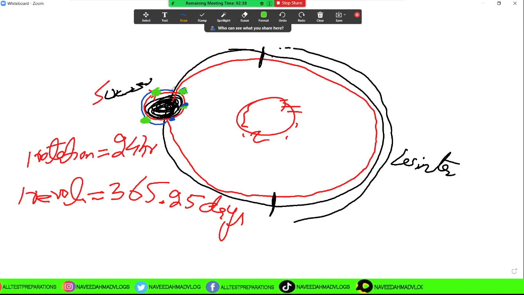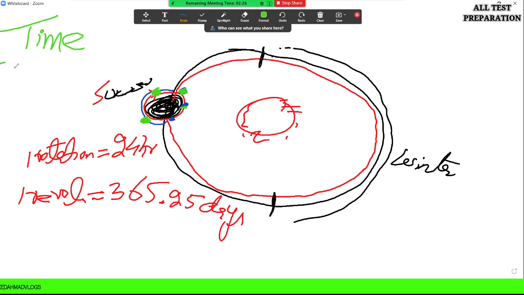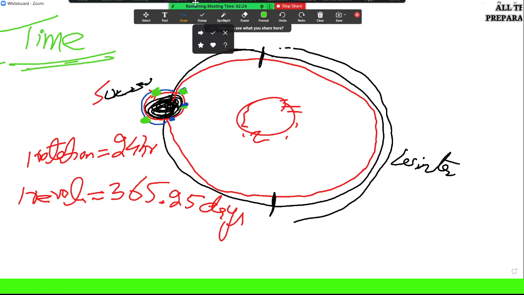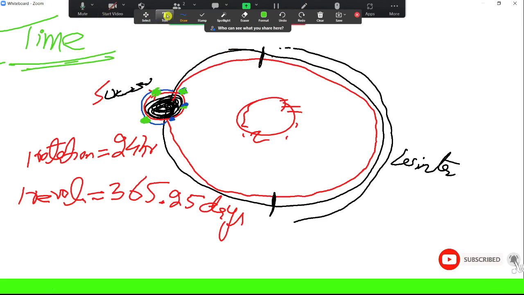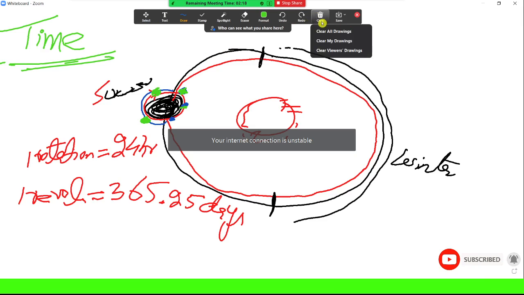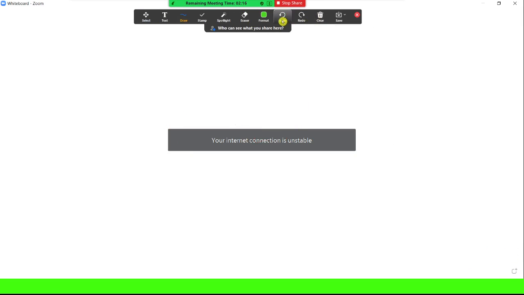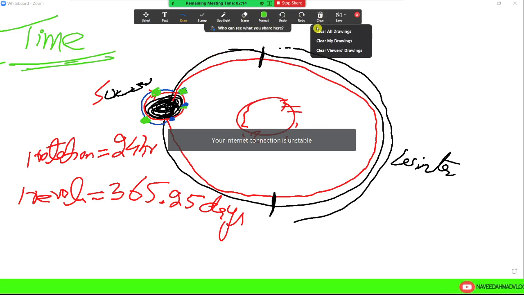How will you measure the time? Is there anything in your mind? Using seconds, a clock. Good.